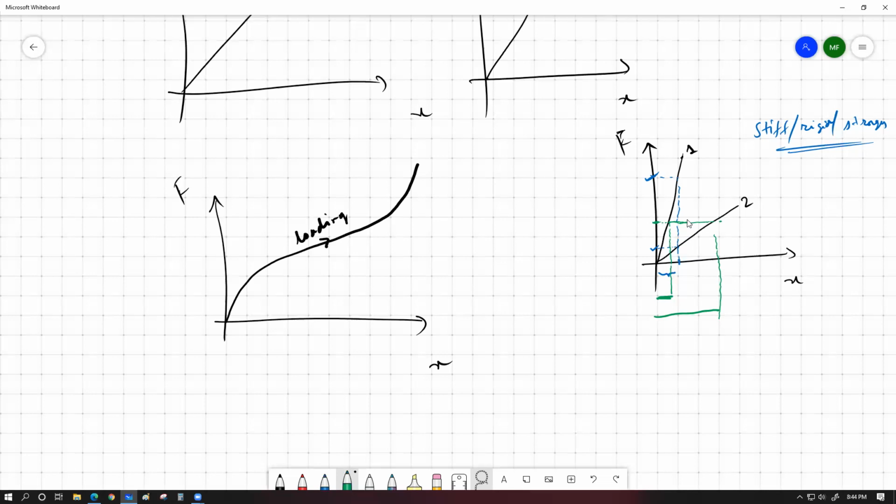The point that I'm trying to make is that in the force extension graph, the object that gives us a steeper line is difficult to deform. The object or the spring that gives us a more slanted line is easier to deform. Can you grasp this concept? More gradient means difficult to deform, less gradient means easier to deform. Do you all understand this part?